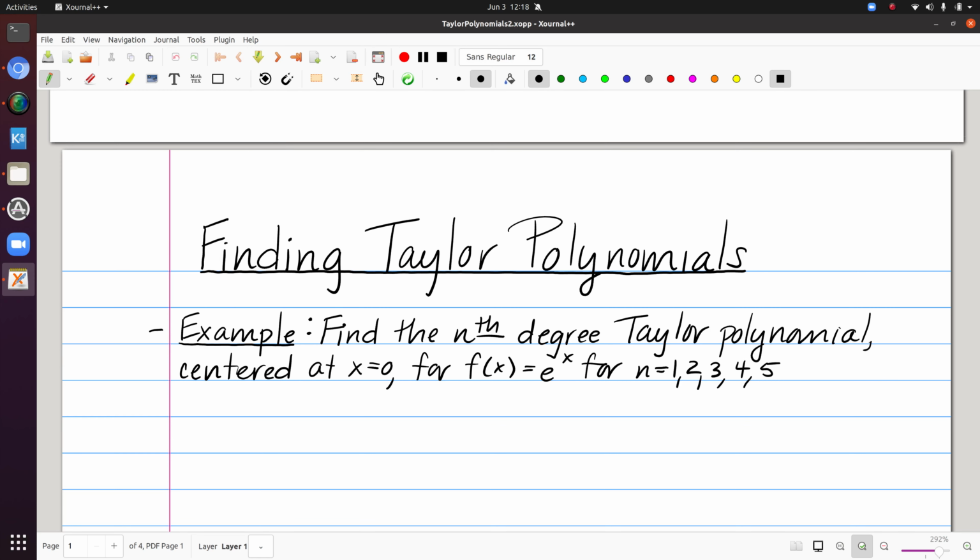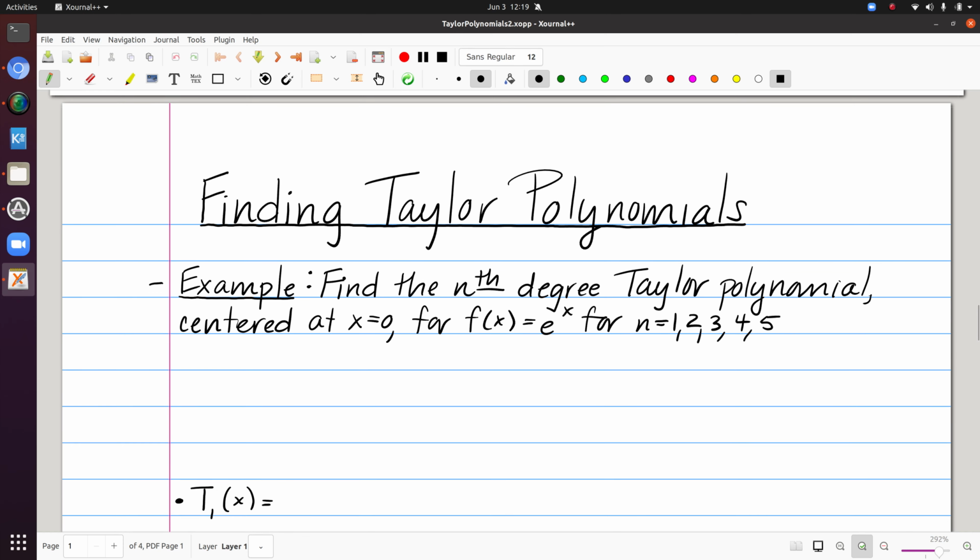Now that we've seen the definition of a Taylor polynomial centered at 0, let's go through an example to make sure it's clear how we can find the Taylor polynomial centered at 0 for a given function. In this case, that function, f of x, is equal to e to the x, and we're tasked with finding the nth degree Taylor polynomial where n can be 1, 2, 3, 4, or 5. So essentially, we want to find 5 different polynomials.